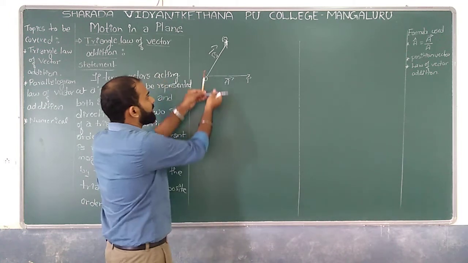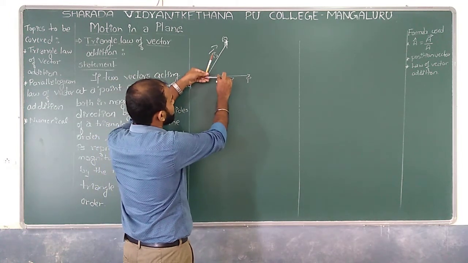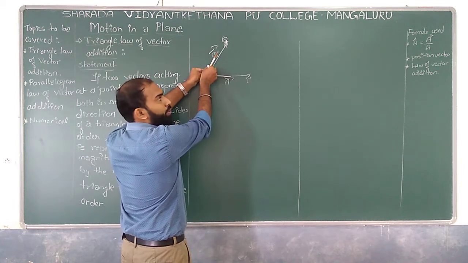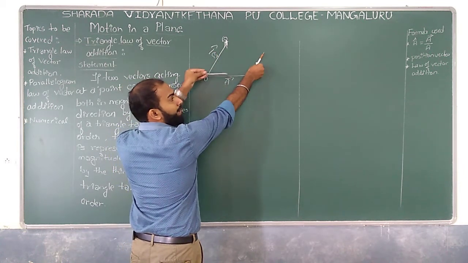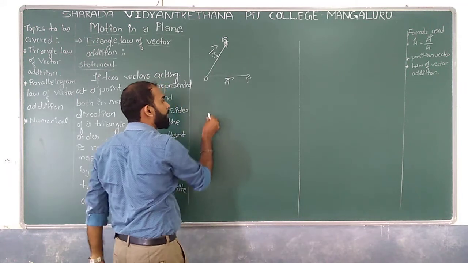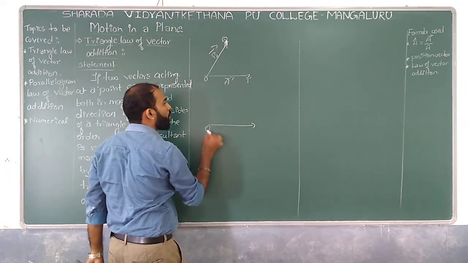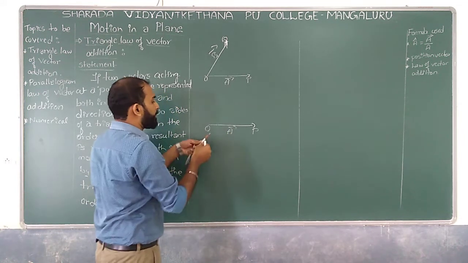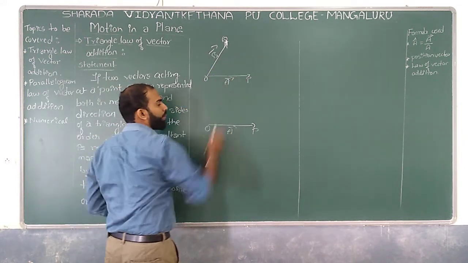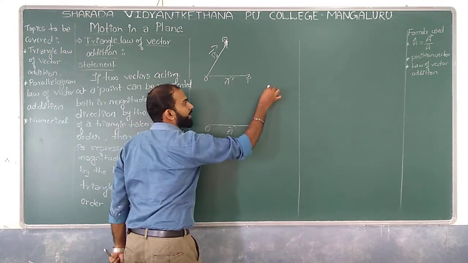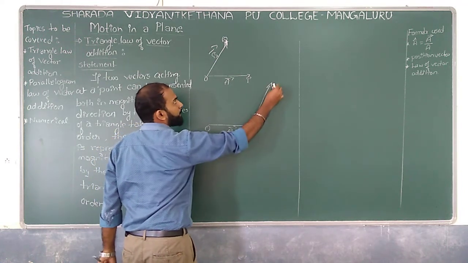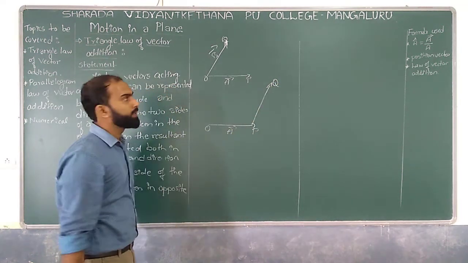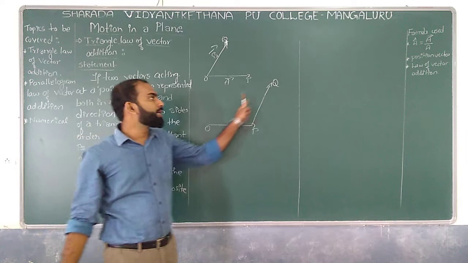I shift this vector over here. I'll place it over here. So what happens here? This is the vector OP with the vector A. If I place this vector over here, what happens? This vector comes into the picture, that is, Q comes over here, correct? Now can I get the resultant vector over here?